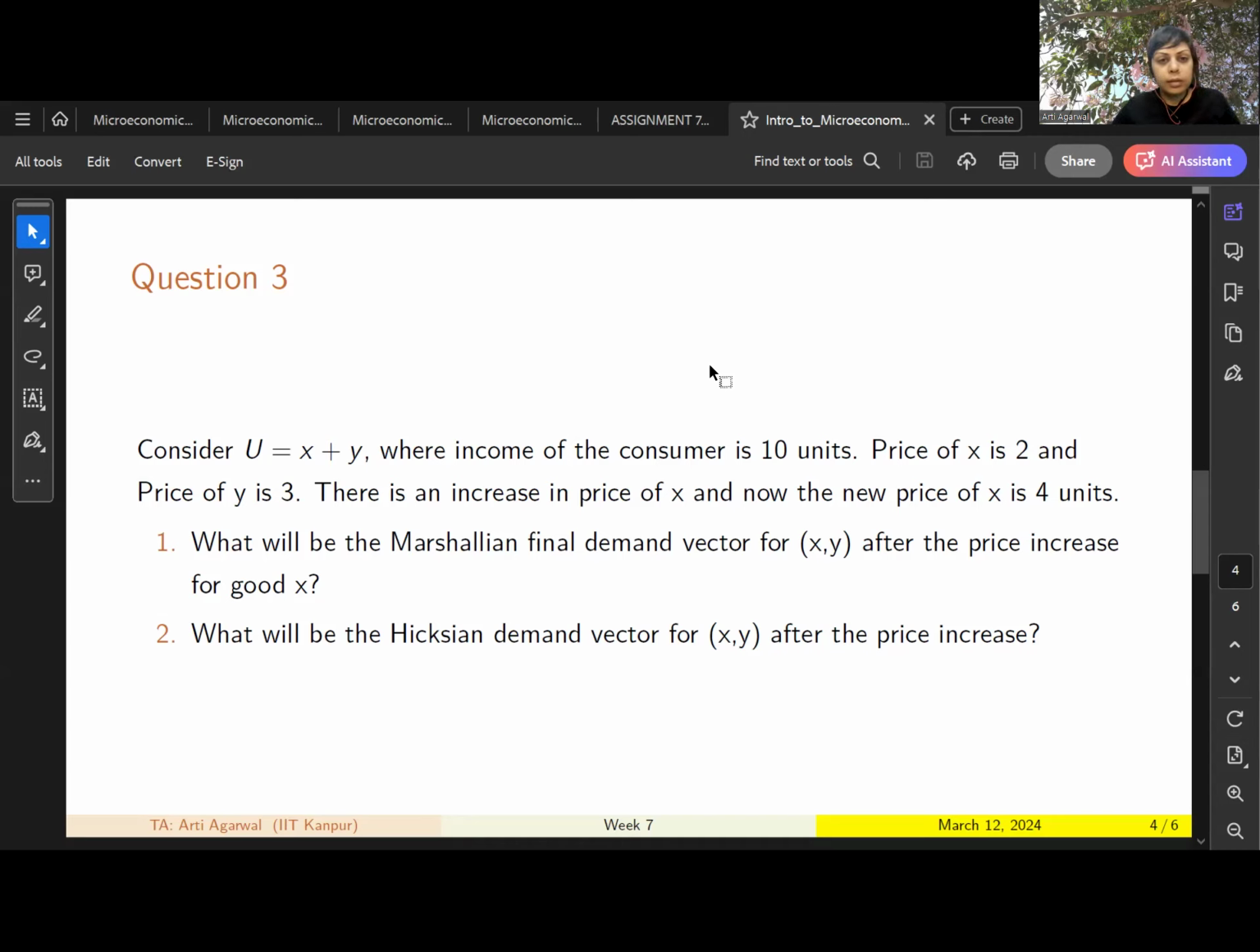Now, after that, there is an increase in price of X, and the new price of X is 4 units. Everything is assumed to be in the same units. So the question is, what will be the Marshallian final demand vector after the price increase? And then what will be the Hicksian demand vector after the price increase? Okay, so let me stop this share and share my screen from here.